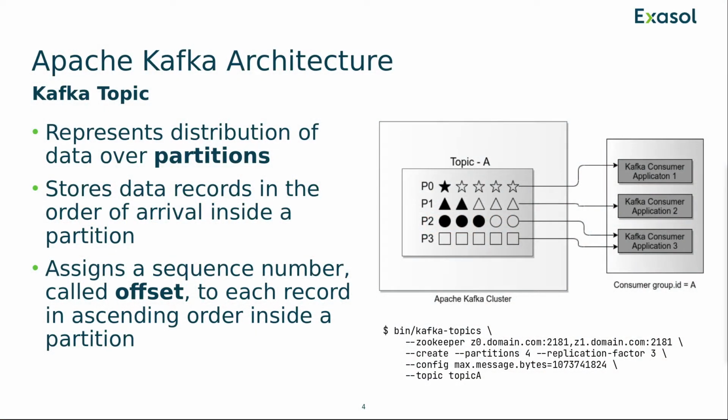An Apache Kafka topic is an abstraction that represents distribution of data over several partitions. Kafka stores each data record in the order of their arrival inside a partition. Additionally, Kafka assigns a sequence number, called offset, to each record in ascending order inside a partition. For example, we have a topic named day that has 4 partitions. The white shapes represent the new data records, while the dark shapes represent already consumed records.